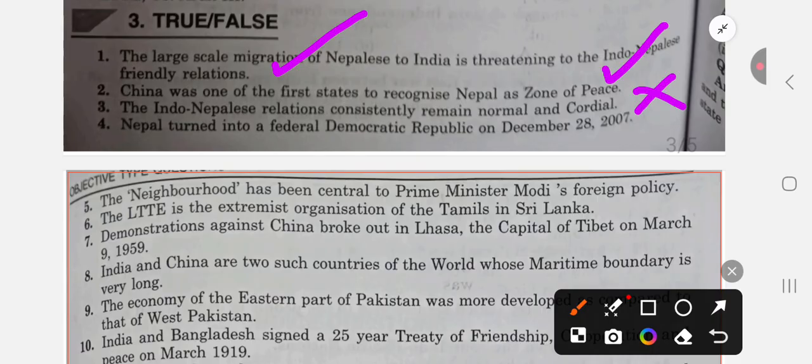Now Nepal is using different tactics and making relations with China also. Nepal turned into a federal democratic republic on December 28, 2007. That is true. Next question: neighborhood has been central to Prime Minister Modi's foreign policy. That is true. The LTTE is the extremist organization of Tamils in Sri Lanka. That is true.